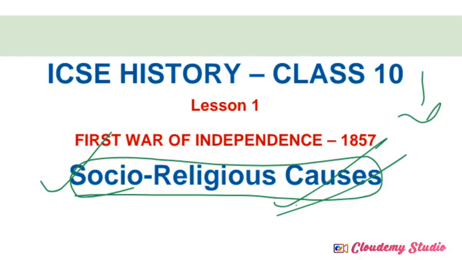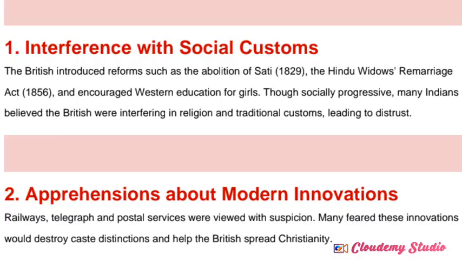Come with me. So the first socio-religious cause. Most commonly, socio-religious causes mean interference in social matters, cultural beliefs and traditions of India. We call them socio-religious causes because they insulted and hurt the socio-cultural feelings of the Indians at that time. A lot of different examples we can consider here.